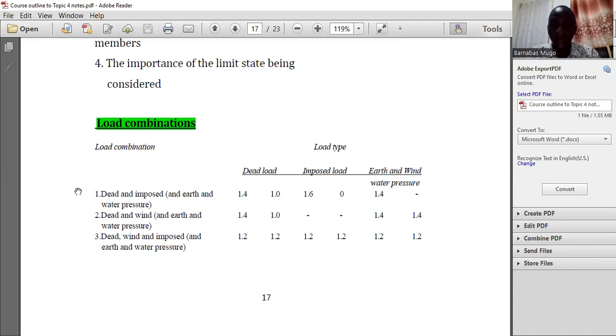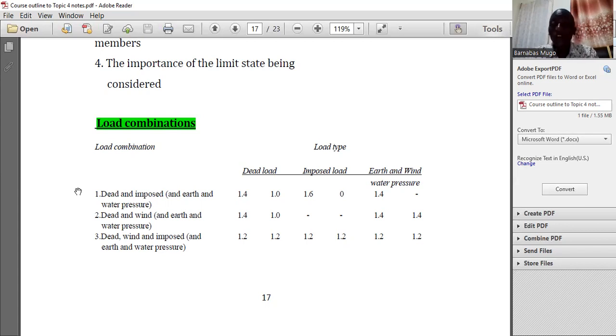In this load type section, we have the factors of safety. As you can see from, for example, the one that is named number one, we have the dead and the imposed load. In this case, if you want to get the factor of safety for the dead load, you can either use 1.4 or 1.0. The imposed or live load, you can either use 1.6 or 0. The wind and the R, if they are there, you use 1.4 or you can use a dash.